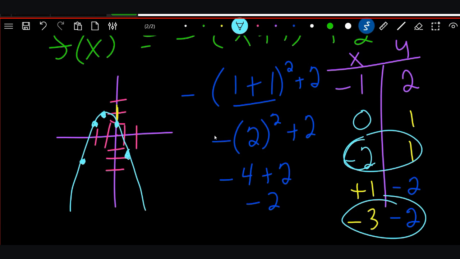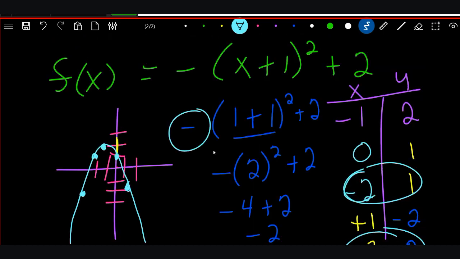What made it curve down? This negative sign waiting out front for everything. Okay. What shifted it up? This positive 2. What shifted it left? This positive 1. Okay, positive 1 shifts it left. Be careful of that. That's important.